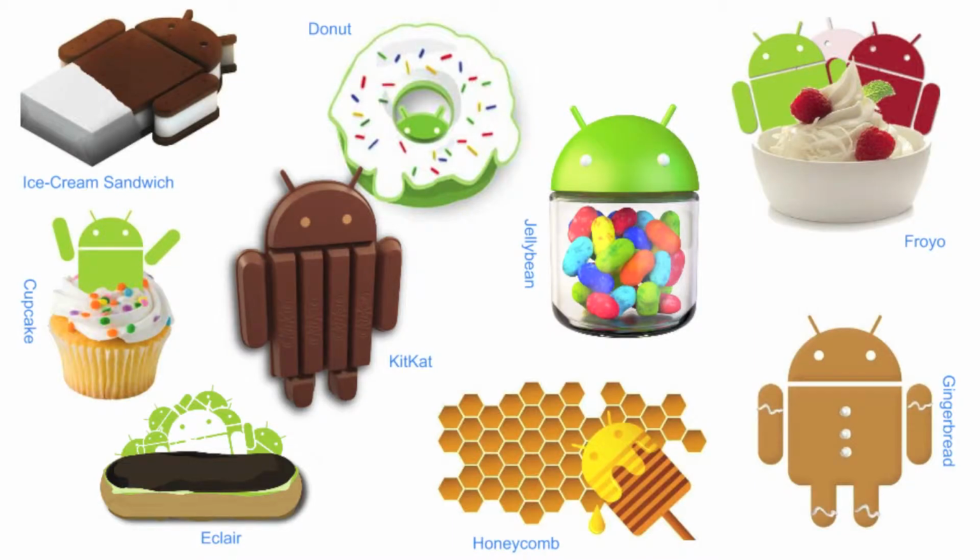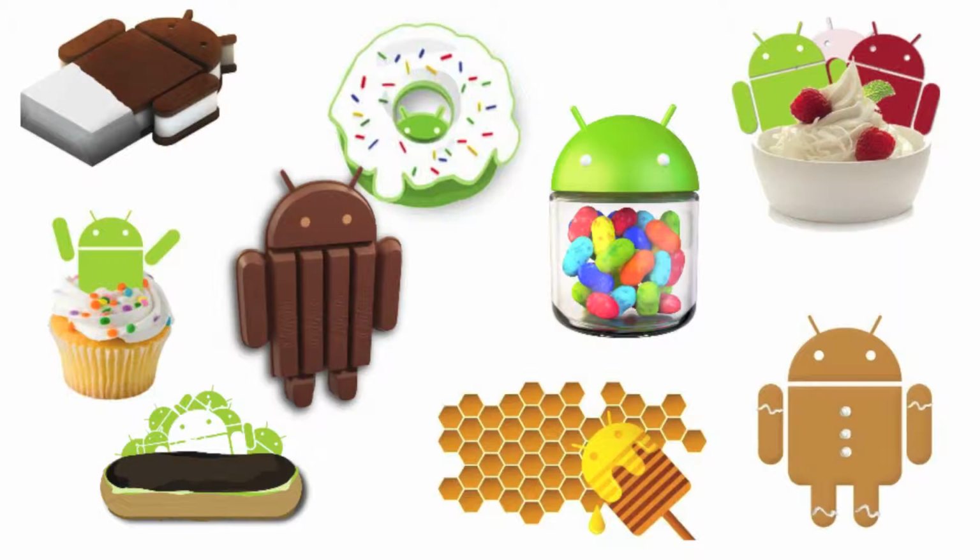Okay, have you done that? Let's see if you were correct. Okay, and there's all the different version names. Ice cream sandwich, honeycomb, cupcake, donut, froyo, jelly bean, Kit Kat, gingerbread. Each of these names reflects a different version of the Android operating system.